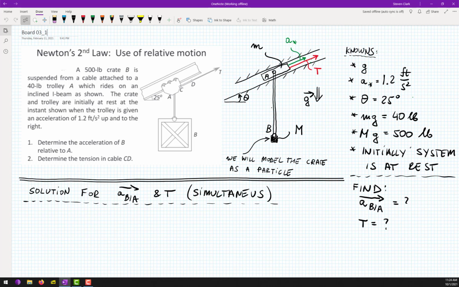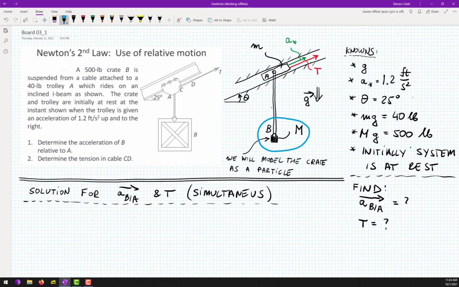All right, so what do we have in here? In the previous problem, we had one body only, one mass. In here, we have two masses, two bodies. So we will draw two free body diagrams. We have mass of body A and mass of body B. Body A is trolley, body B is crate. In this problem, it's okay to model the crate as a particle, probably because they ask us what happens at this time instant only.